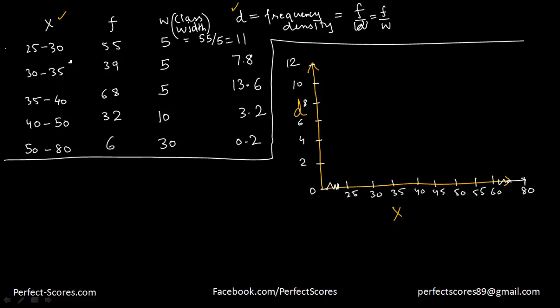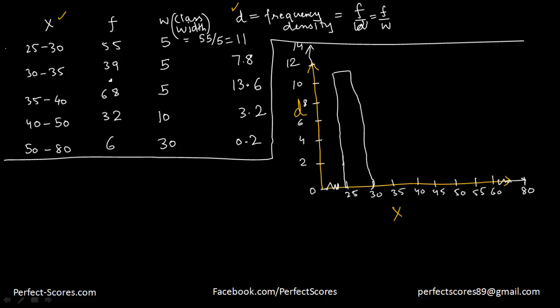So 25 to 30 has a density of 11. What is going to happen is this is going to go all the way. Let me just extend this till 14, right? So 11 is going to be right here. This is what 11 is going to be. So 25 to 30 is actually 11.